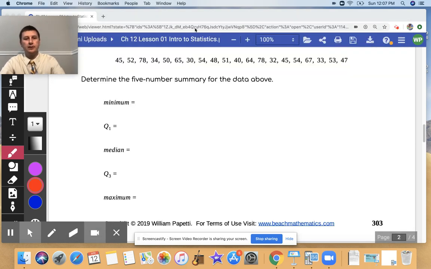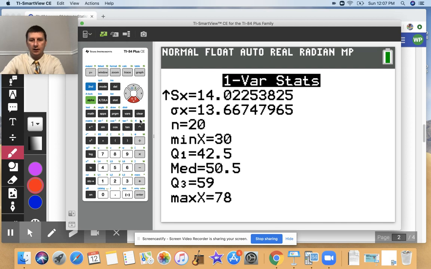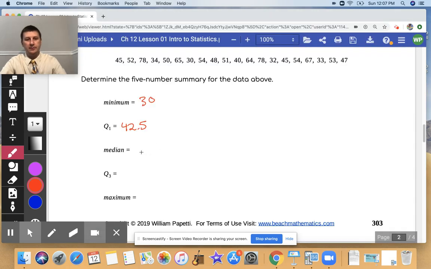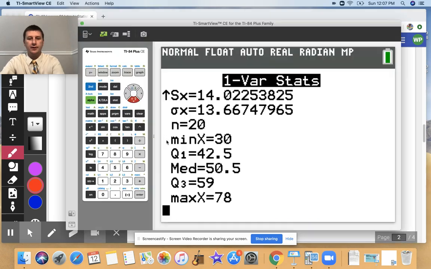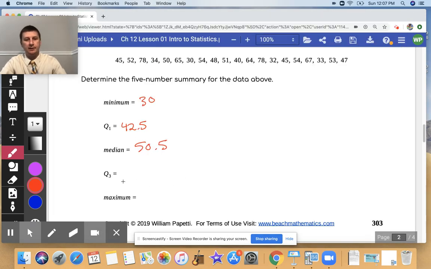30 is our minimum. 42.5 is our first quartile. 50.5 is our median. Our third quartile is 59. And our maximum said 78.